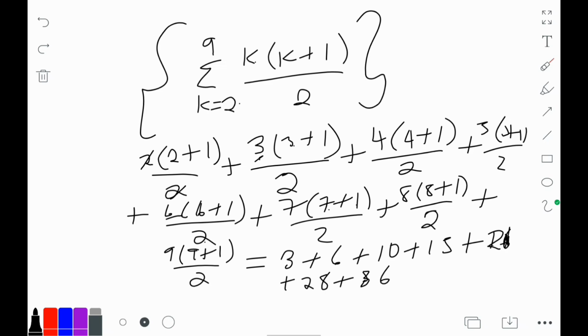Then we go to plus again, we have 9 in brackets, 9 plus 1 over 2. So this one, if you add them or use your calculator, you're going to get 45. Let me write 45 right now.